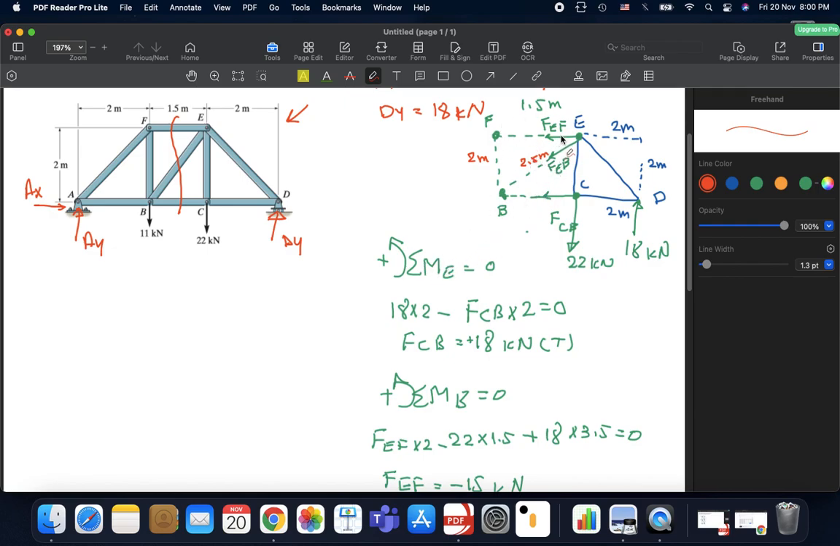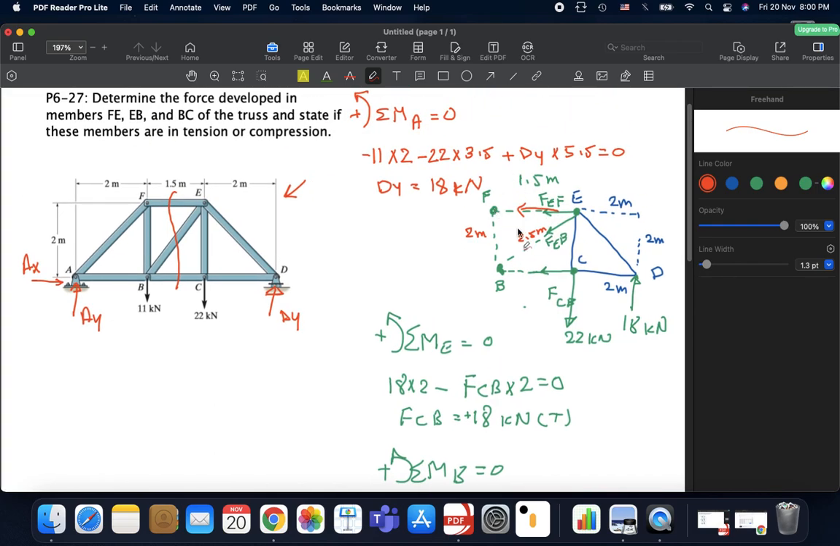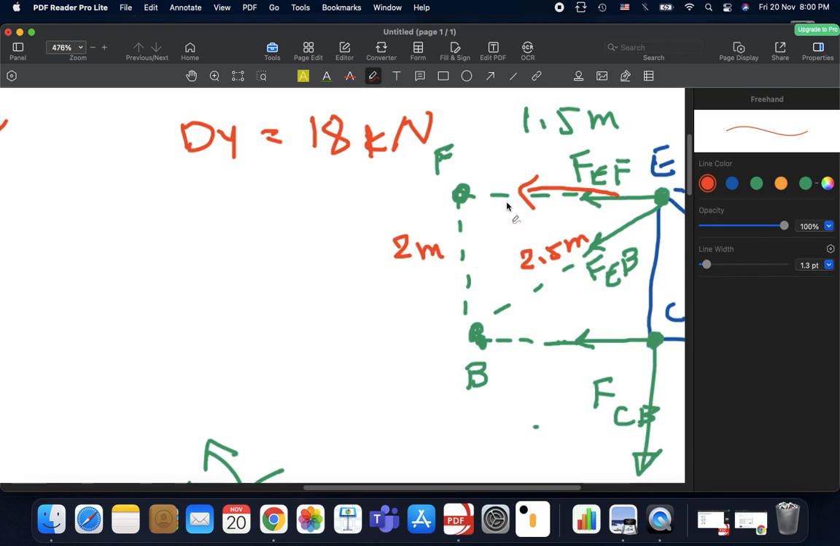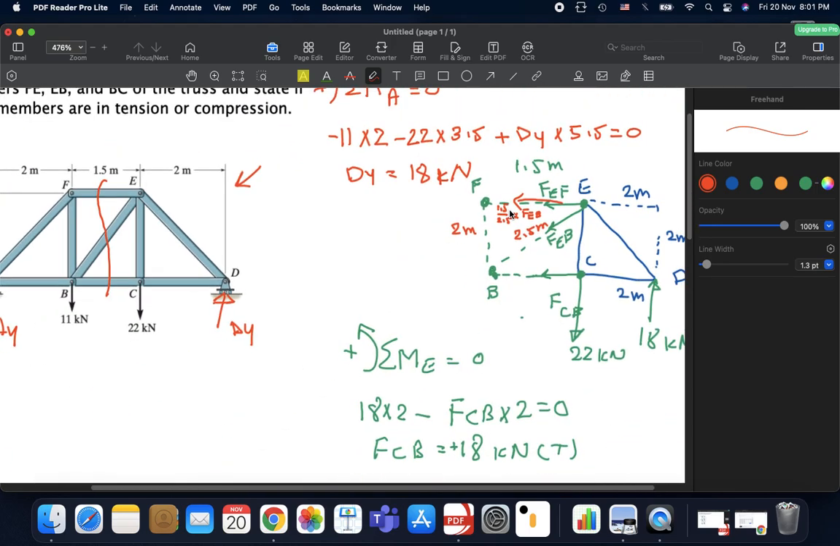Here, this is really tiny, but I'll try to maximize it. Here would be 1.5, because we're looking for the x component. So 1.5 over 2.5 multiplied by FEB. So we just sum them up in the x direction, and that's it.